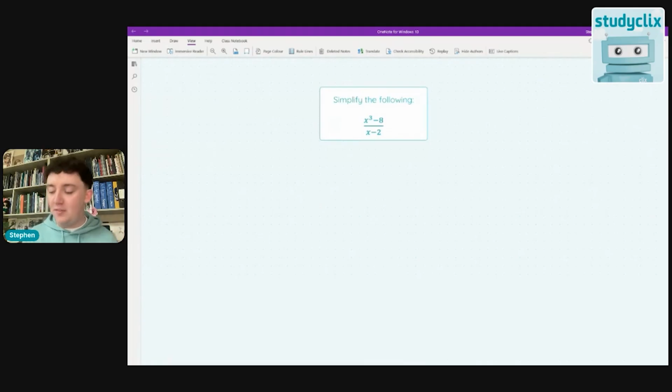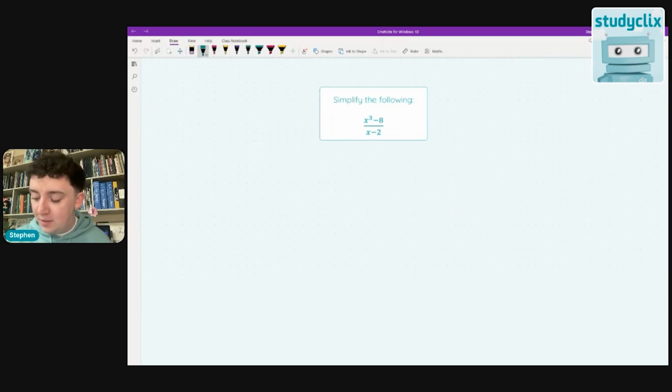We're asked to simplify the following. I've x cubed minus 8 over x minus 2 squared. Now, those who recognize the top line here as a difference of 2 cubes, fair play, because it is. X cubed minus 8 is the same as x cubed minus 2 cubed.